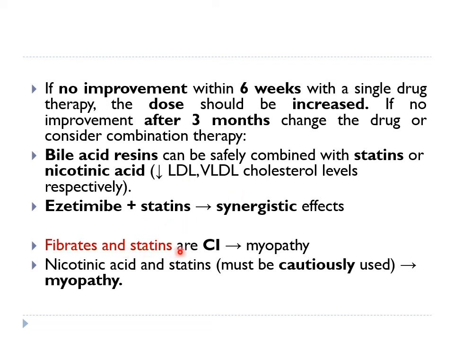Fibrates and statins are usually contraindicated because they can produce myopathy. But if you have to give a fibrate with a statin, fenofibrate is the fibrate which can be given along with the statins. Then niacin should be used cautiously with statins because it can cause myopathy. But these two combinations are usually avoided. The most commonly used combinations are of ezetimibe and statins, bile acid resins with statins, bile acid resins with niacin, and bile acid resins with fibrates too. They are also used.